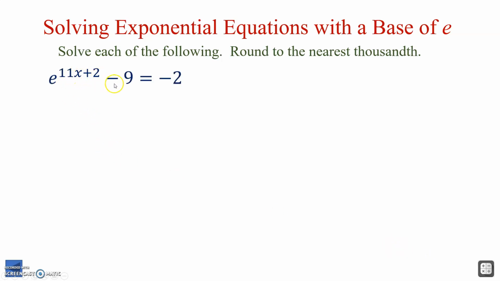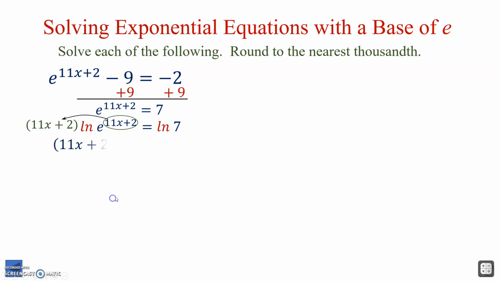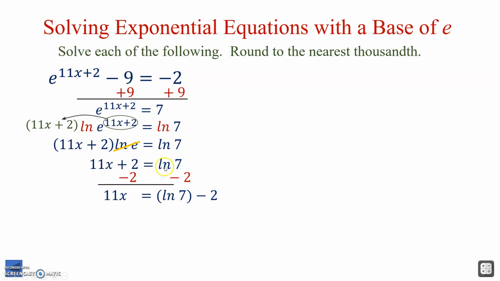e to the 11x plus 2 minus 9 equals negative 2. So we've got 1, 2, 3, 4 different numbers to get rid of. What's furthest from the unknown is the 9. That's why I am adding 9 on both sides, leaving us with the e to the 11x plus 2. Now it's time to deal with the e, so we'll ln on both sides. The entire 11x plus 2 comes in front, leaving us with 11x plus 2, ln e equals ln 7. ln e cancels, leaving us with 11x plus 2. Let's subtract 2 on both sides, leaving us with ln 7 minus 2, again not 5, and divide by 11 on both sides. x equals ln 7 minus 2 all over 11. That would be the exact answer.